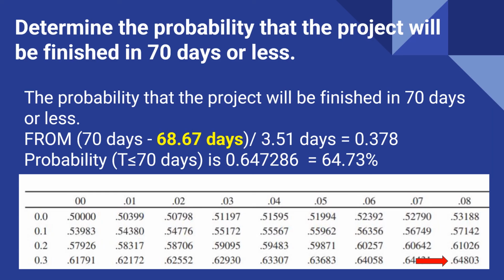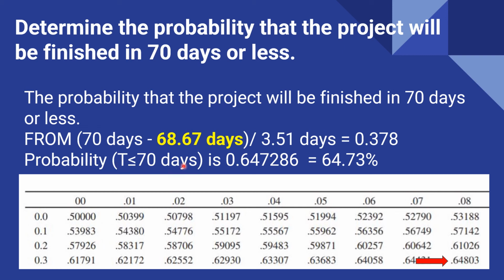Okay, so next we will determine the probability that the project will be finished in 70 days or less. So again, 70 days less our estimated completion of 68.67, divided by 3.51. So we get 0.378. At this point, please do not round off, so that we round off only on the final answer. Then we look for the probability under the standard normal area table.